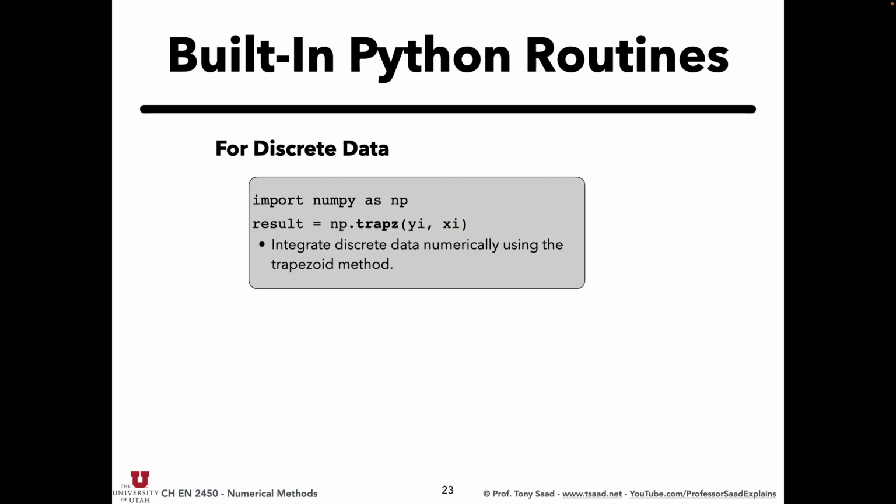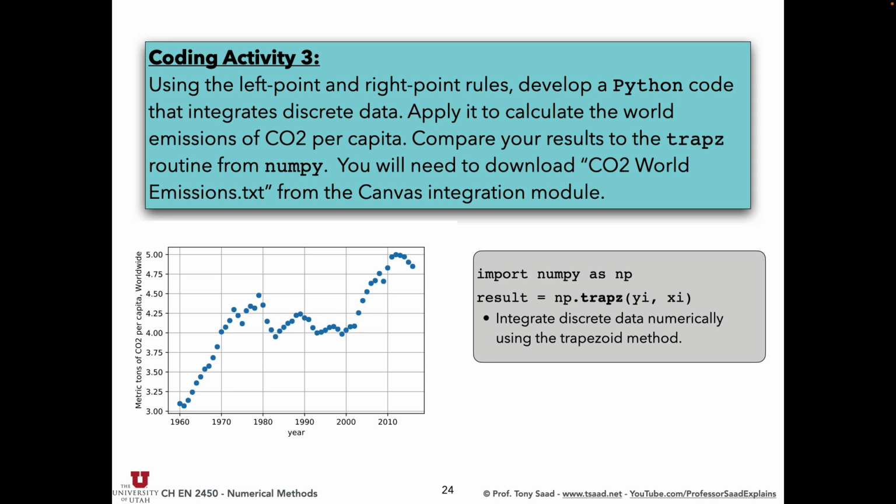Okay? So now we are going to try to do the left point. From what we know so far, only the left point and the right point rules are immediately applicable to discrete data without doing any funny business or skipping points. You just take discrete data, take the left point for each interval, and move on with life. Okay, so we are going to test this idea out on the CO2 data discretely, and we're going to compare it with trapz.